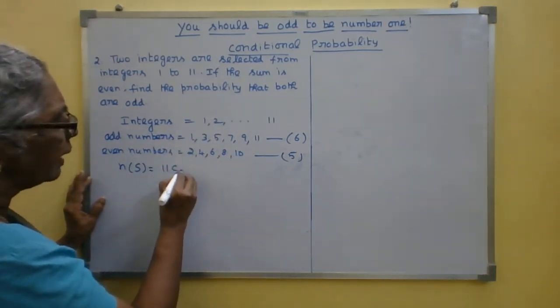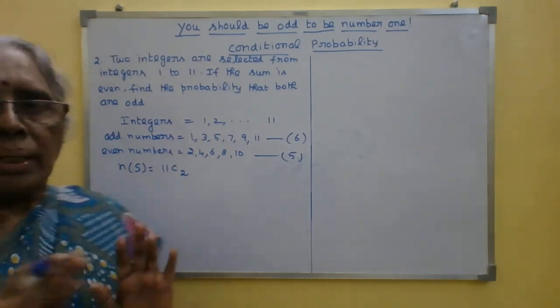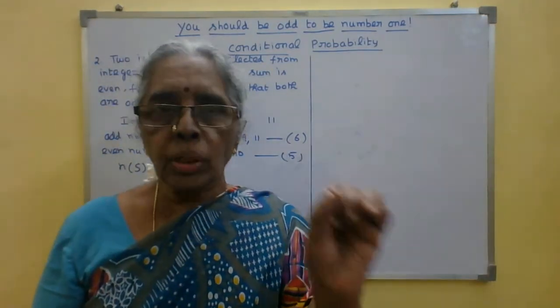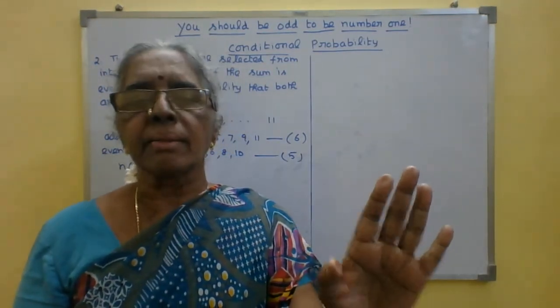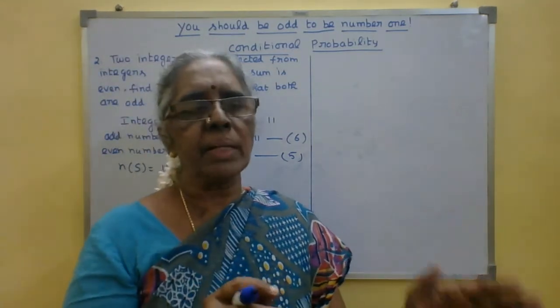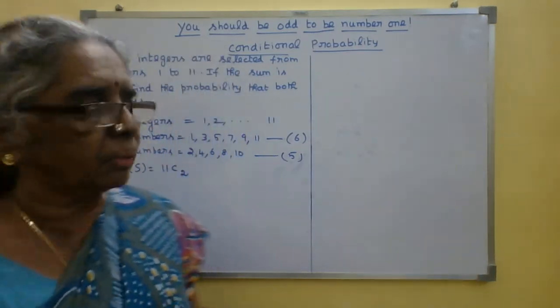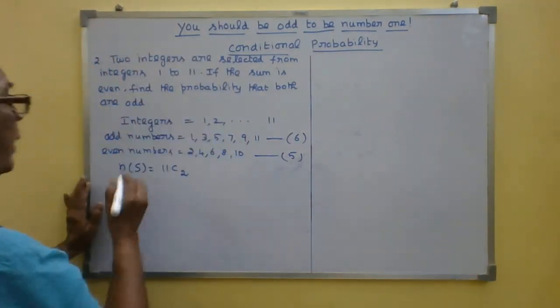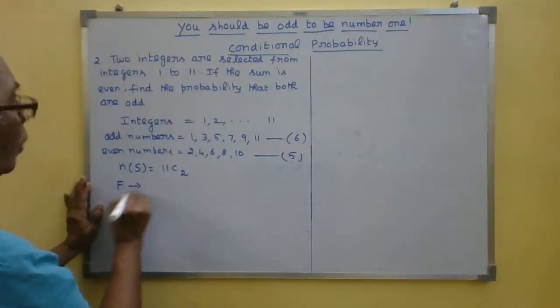That will be 11C2. 11 integers are there. Out of that, I am going to select 2 integers. That can be done in 11C2 ways, and that is my n(S), my sample space here. Now, I know F, let me write what is my F.